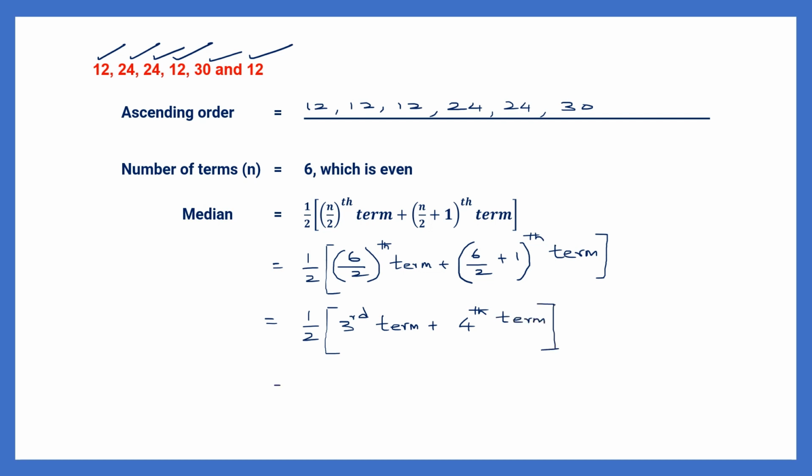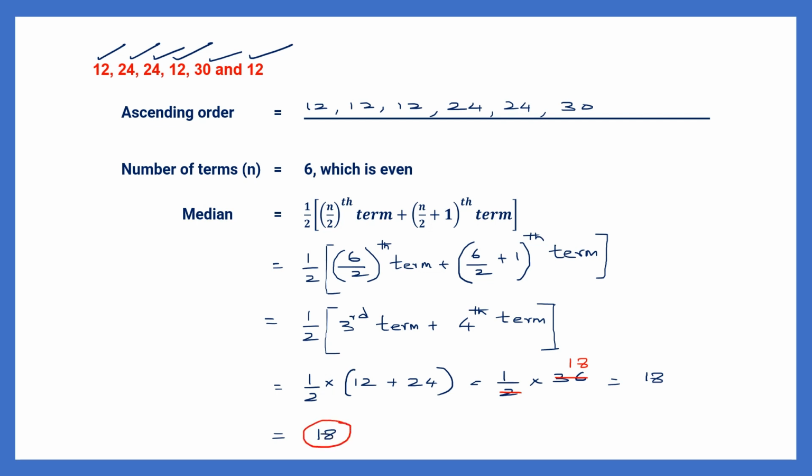So now we're going to multiply that. So half into, now which is the third term? 1, 2, 3. The third term is 12 and the fourth term is 24. So 12 plus 24. So this will be half into 12 plus 24 is 36. Now here we can cancel. 2 into 18 is 36. So 1 into 18 is 18. So we have found the median. The median is 18.